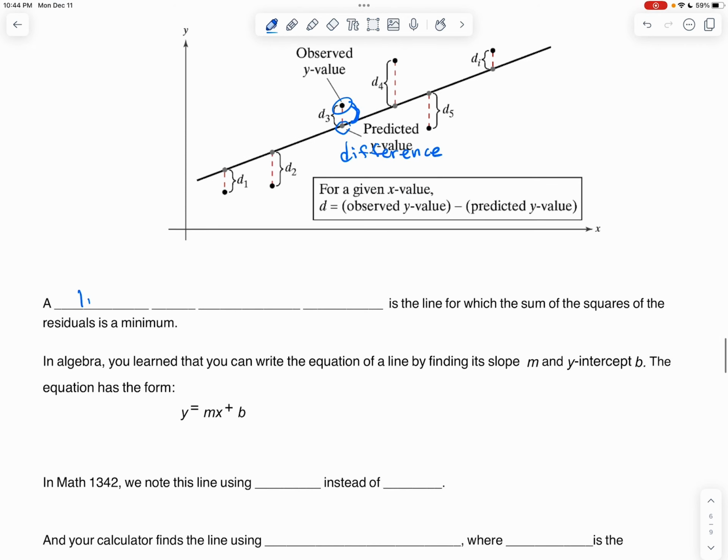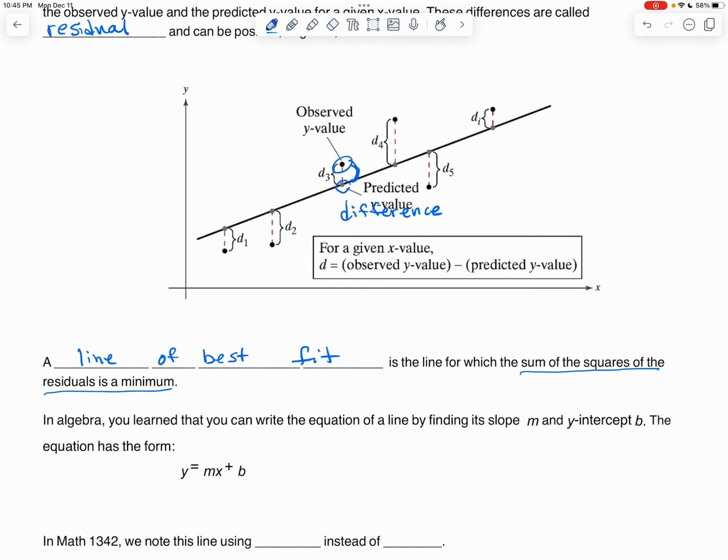Okay. And again, a line of best fit is the line in which the sum of the squares of the residuals is at a minimum. So we're trying to decrease the difference between these values. So we're trying to make these distances smaller and smaller.